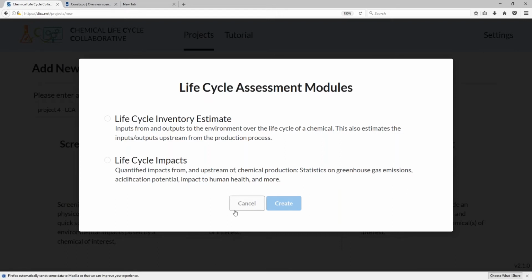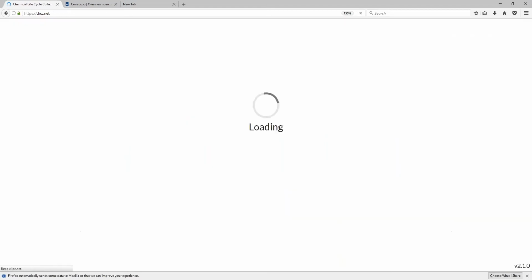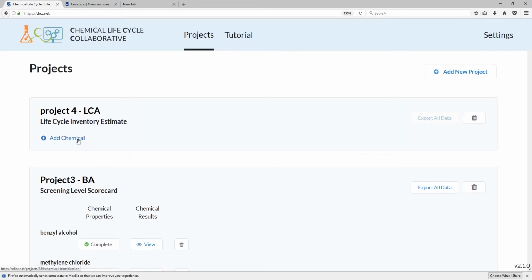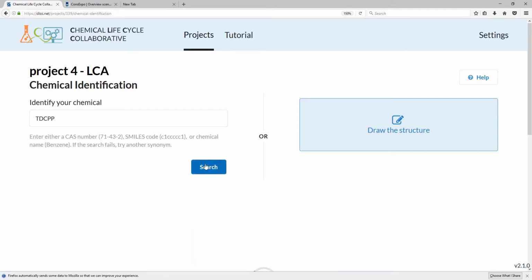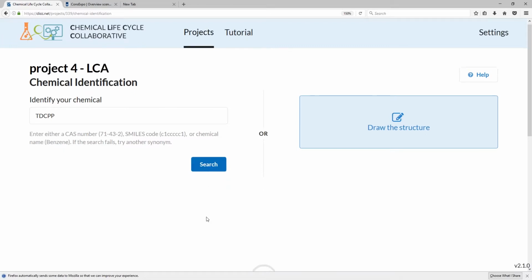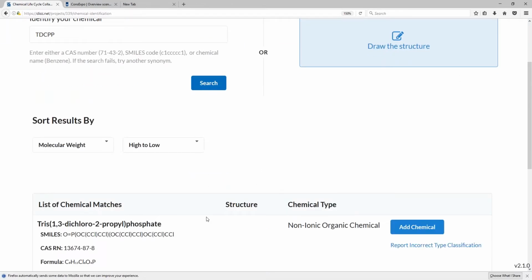So now, with the click tool, we just created a new project, and we have chosen the life cycle impact module, the life cycle assessment module. And let's look at the life cycle inventory estimates. This time we can test some other chemical, like TDCPP that we played with. Let's try to just type TDCPP, whether it can search. The chemical synonym database is quite extensive, so you may be able to identify what TDCPP is. Sometimes it cannot, so we'll see.